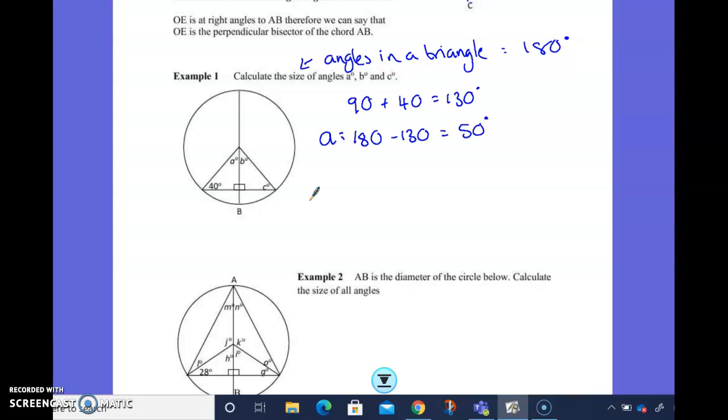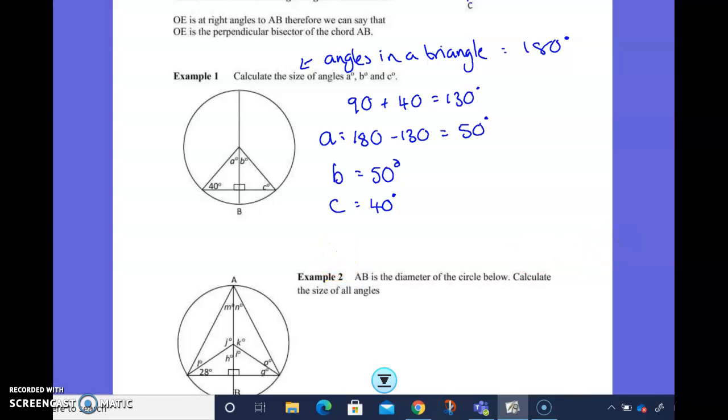Now angle B, if you think back to what we said before, here we have a line of symmetry, straight down the middle because it's made up from a diameter. So angle B must be the exact same as angle A. So angle B is also 50 degrees, and similarly angle C must be the same as the one in the same place, so it's also going to be 40 degrees.